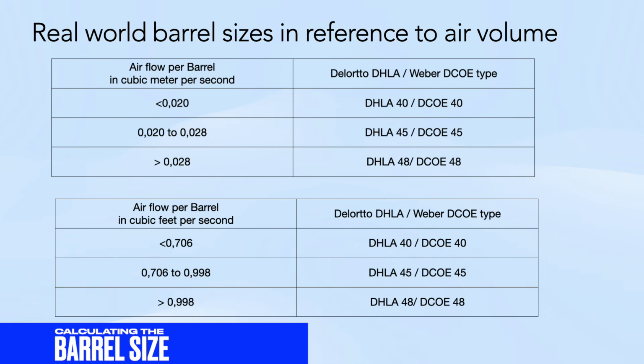So if you put this down in a little table, then you can see what the requirements are and what a specific carburetor can actually fulfill. So the DHLA 40 or the DCOE 40 is quite alright for any flow below 0.020 cubic meter per second. If you need more, well, then you go to a 45 or you go to a 48, as you can see in the table. I also added the cubic feet per second for those of you that actually do calculations in cubic feet per second, and you can see the result there as well.